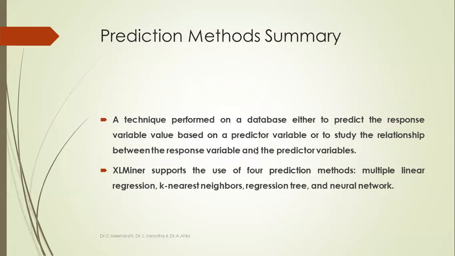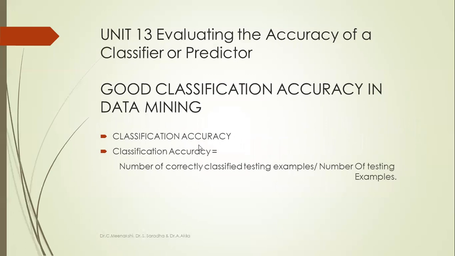Then we are going to have the prediction methods summary. The training technique is performed on the database either to predict the response variable based on the predictor variable, or to study the relationship between the response variable and the predictor variable. So this is what we have as prediction methods. Excel Miner is one tool which supports the use of 4 prediction methods. We have seen multiple linear regression, k nearest neighbor regression, and neural networks. So all the 4 are used for prediction.